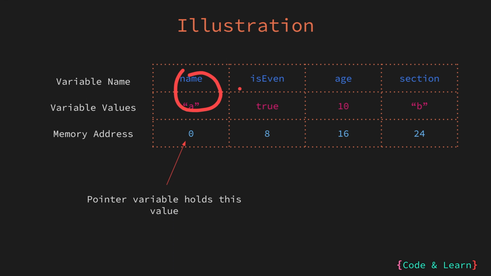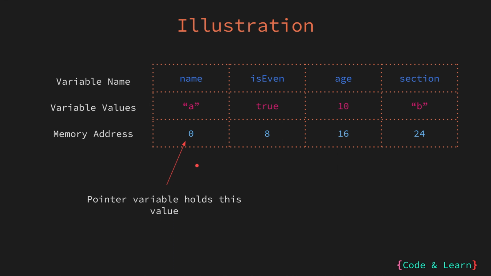When you assign a variable a value, it is given a space in memory. Here we can see I've just simplified it and said A is stored at memory address 0, is_even is stored at memory address 8, age is stored at memory address 16, and section is stored at memory address 24. These here are the addresses of variables that we have initialized with these values.